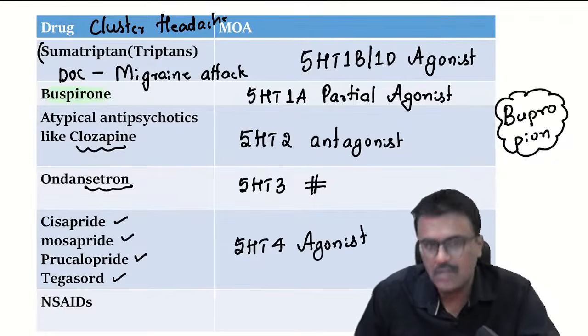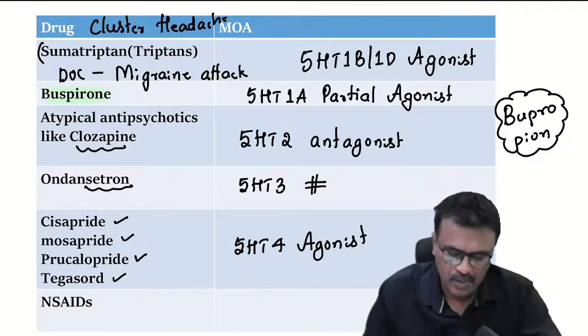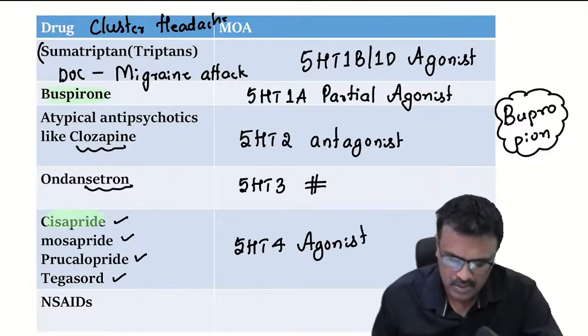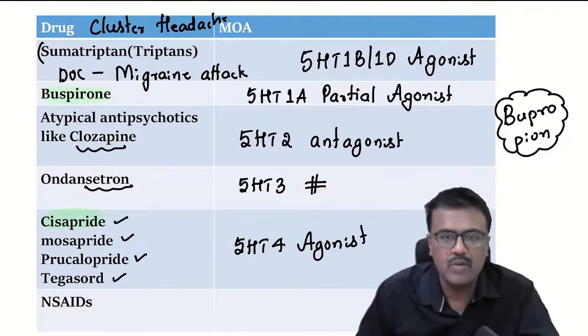So they can ask you the mechanisms. I told you what is the question asked about cisapride. It can cause QT prolongation and it has already been banned.